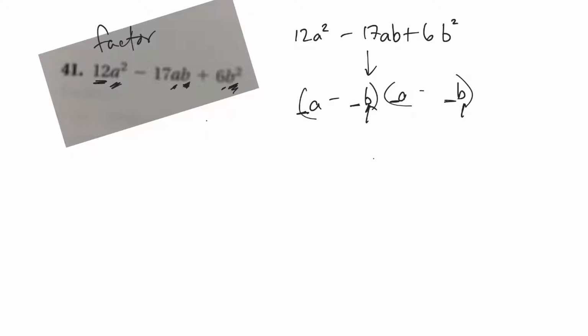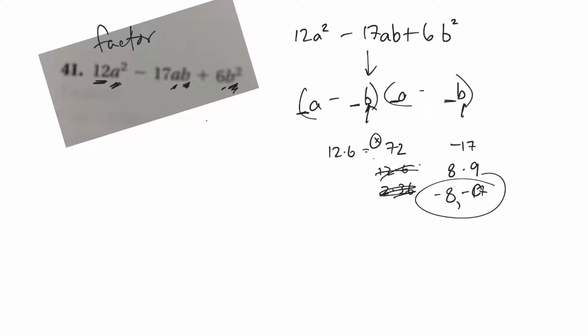So I'll maybe use the AC method. So 12 times 6 is 72. So I need to get two numbers that multiply to 72 and add to negative 17. Well, 12 times 6, but that's 18. That's not it. 2 times 36, that's not it. 8 times 9. 8 times 9 gives me positive 72, but it gives me positive 17. So negative 8 and negative 9. Those are my two numbers.